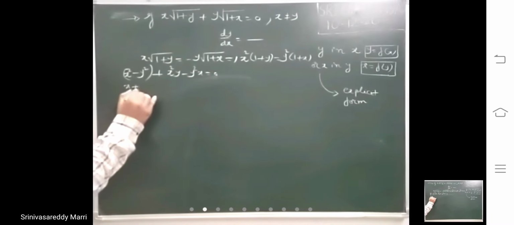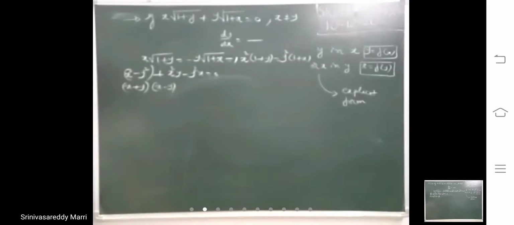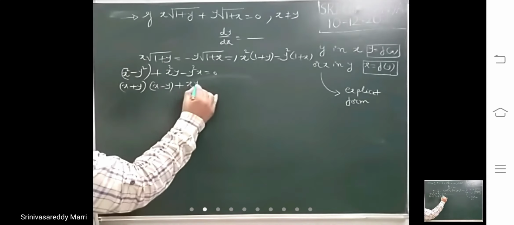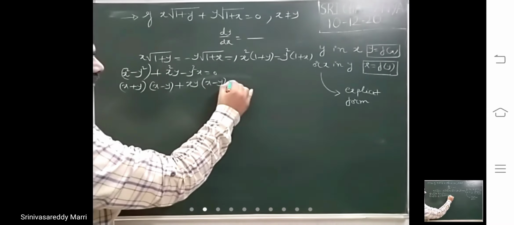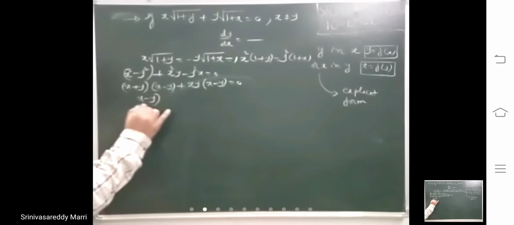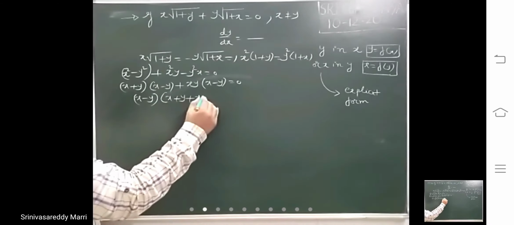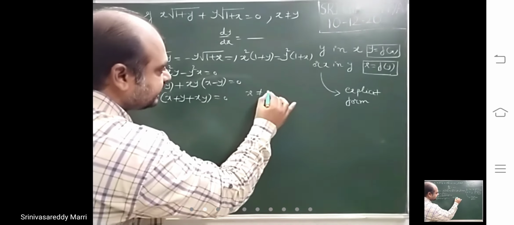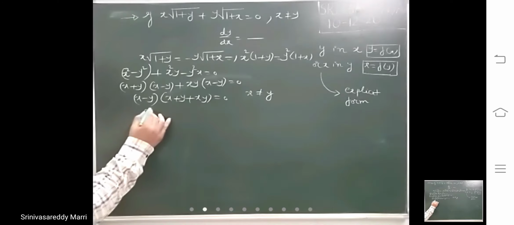So here this can be written as x plus y into x minus y. In these two terms you can take xy common, and x minus y you take common. So x minus y into x plus y plus xy equal to 0. But given that x is not equal to y, therefore this must be 0.